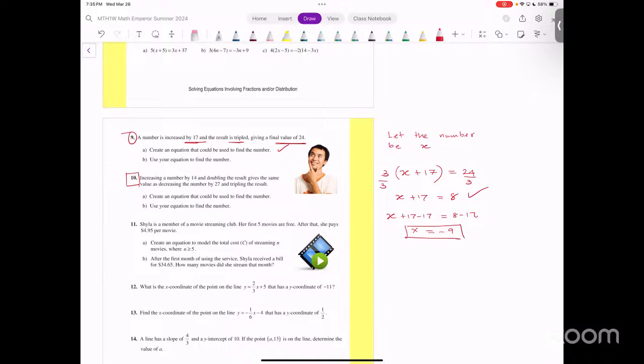So what are you thinking, man? It clearly says increasing. Increasing means what operation you have to do, Akshara? Adding. Doubling means what operation? Times it by 2. Correct. Decreasing means what operation you have to do, sir? Subtracting. That's it. Tripling means what operation? Multiply. So can you create the equation, please?